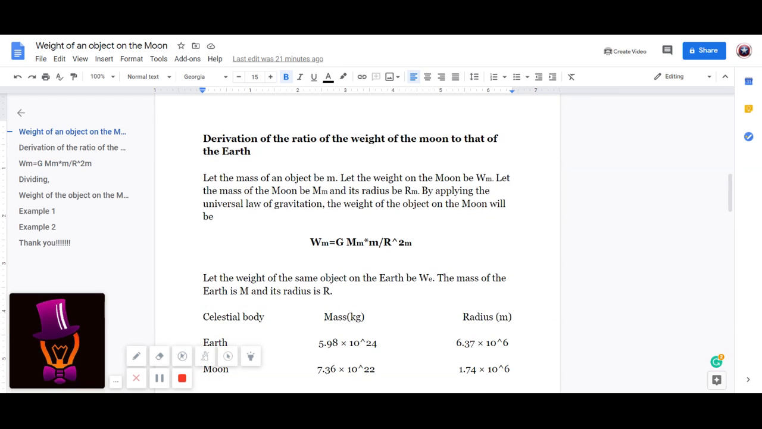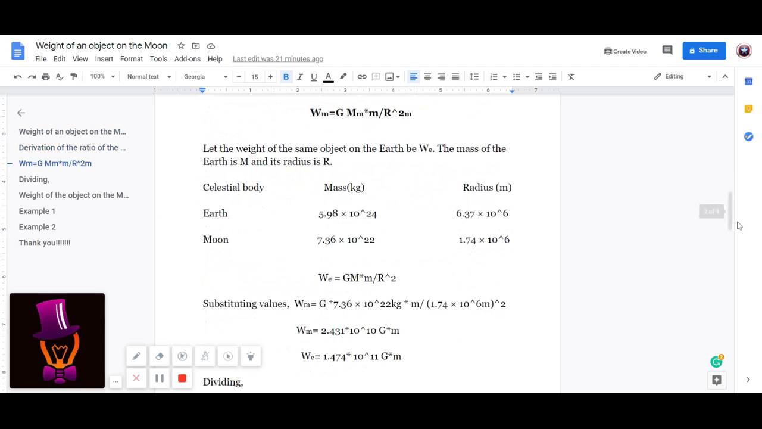The mass of the Earth is Me and its radius is Re. Remember this: the mass of the Earth is 5.98 into 10 to the power 24 kg, and its radius is 6.37 into 10 to the power 6 meters. Whereas the mass of the moon is 7.36 into 10 to the power 22 kg, and its radius is 1.74 into 10 to the power 6 meters.